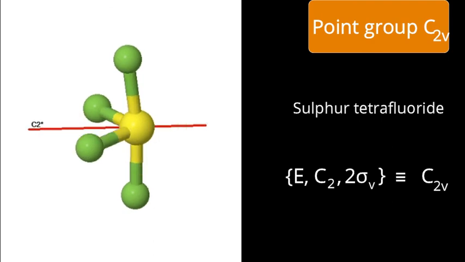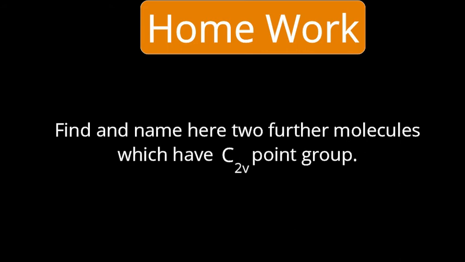So students, now homework for you. I have shown here two different molecules with C2V point group. You have to write as an answer in the comment box two further molecules which have C2V symmetry, or whose point group is C2V. I am waiting for your answer.